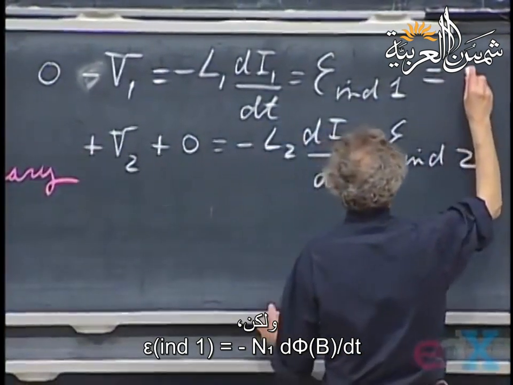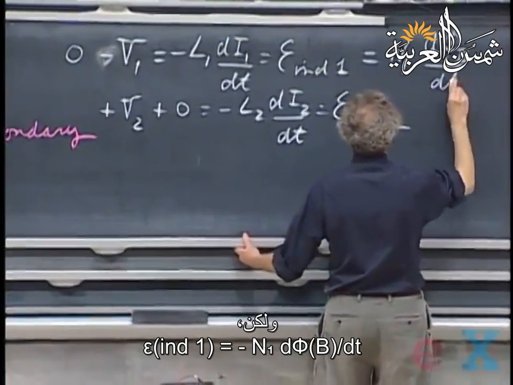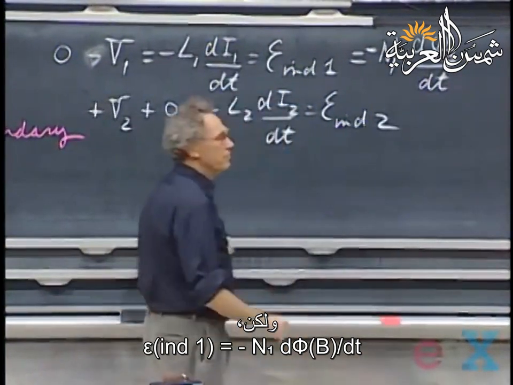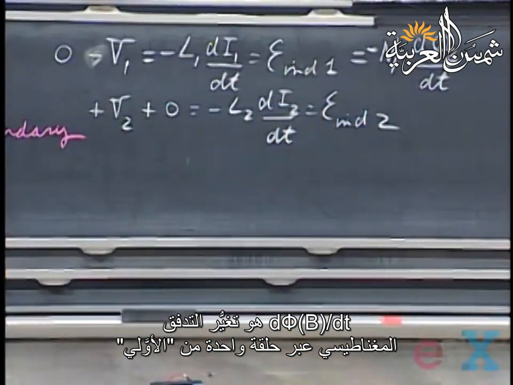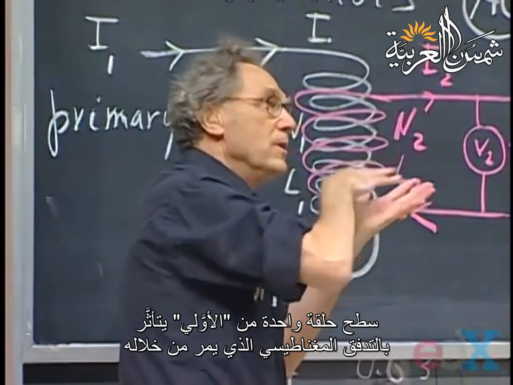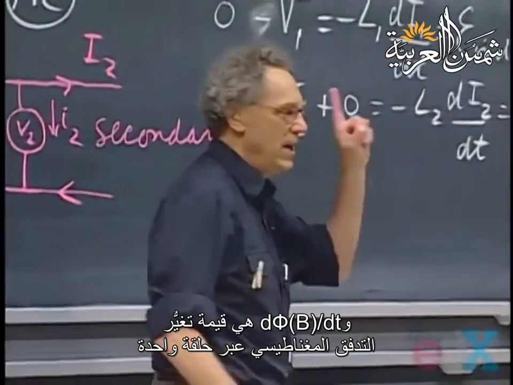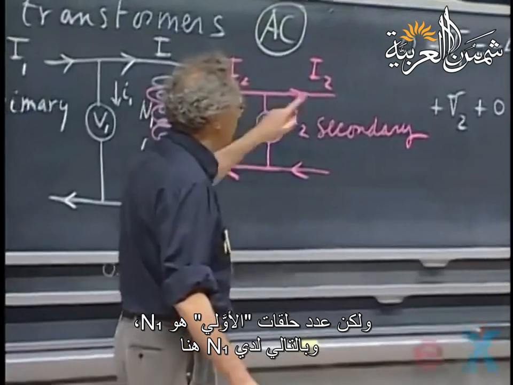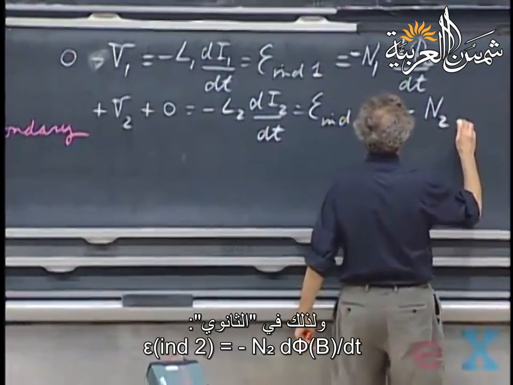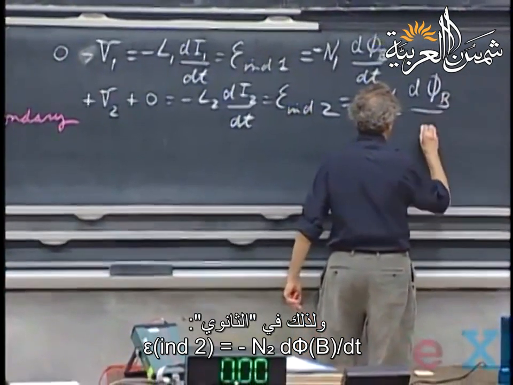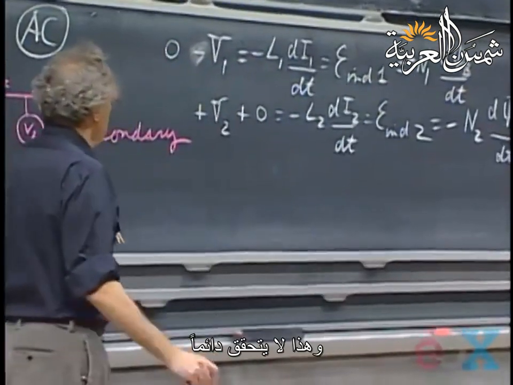But clearly, this is also N1 times d phi B dt with a minus sign. This is the magnetic flux change through one loop in the primary. The surface of one loop in the primary sees a magnetic flux going through it, which is changing with time, and that value d phi B dt is through one loop, but I have N1 loops, so I have an N1 there. And so in the secondary, I have N2 times the same d phi B dt if I have perfect magnetic coupling between the two loops, which is not always the case.